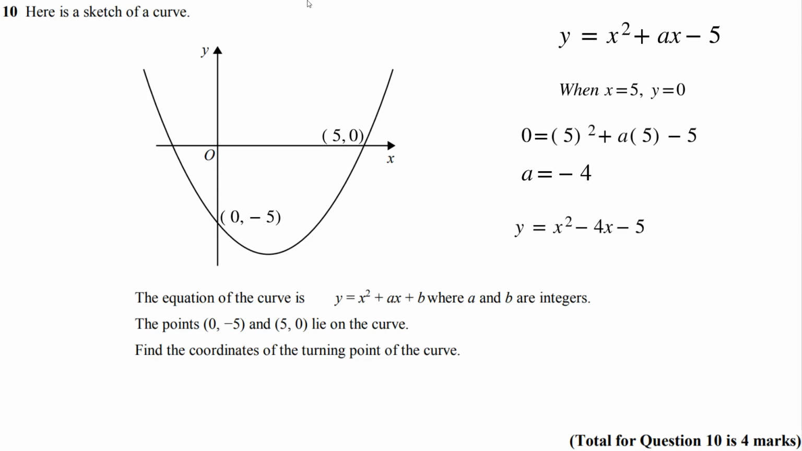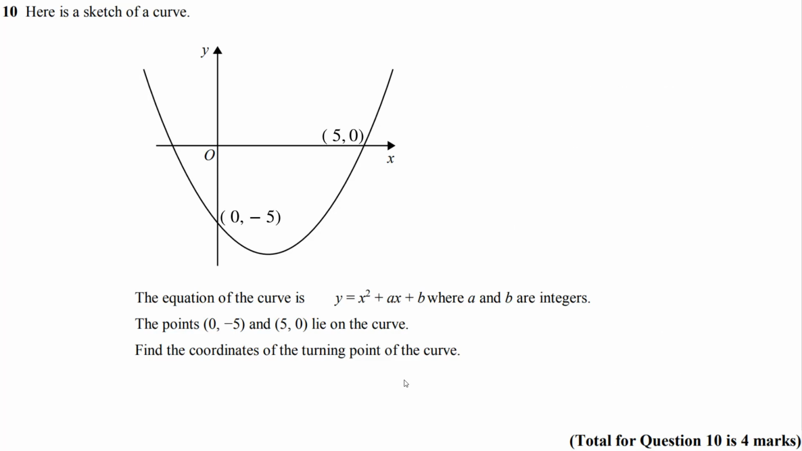And then you can just complete the square in this to work out the turning point. So you have x minus 2 all squared, minus 4 minus 5, so (x minus 2) squared minus 9. And then the turning point is going to be the opposite of this, which is 2, and then whatever this is, which is minus 9, sorry.